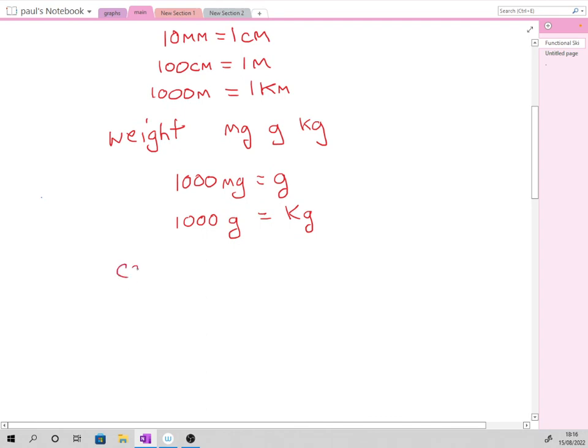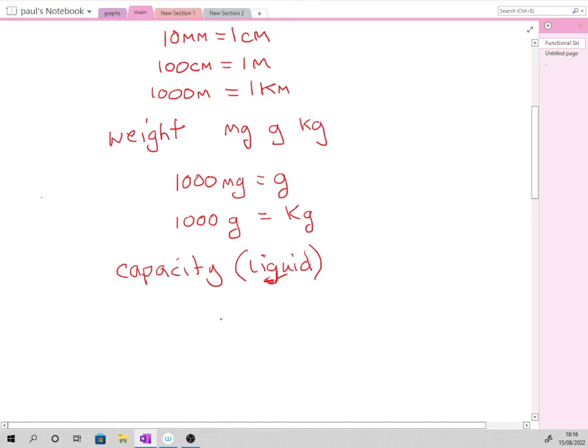And the other one is capacity. And this is generally thought of as liquid. As in milk, wine, not beer because that's in pints, isn't it? But wine is in milliliters, milk is in milliliters nowadays. But yeah, that sort of thing.